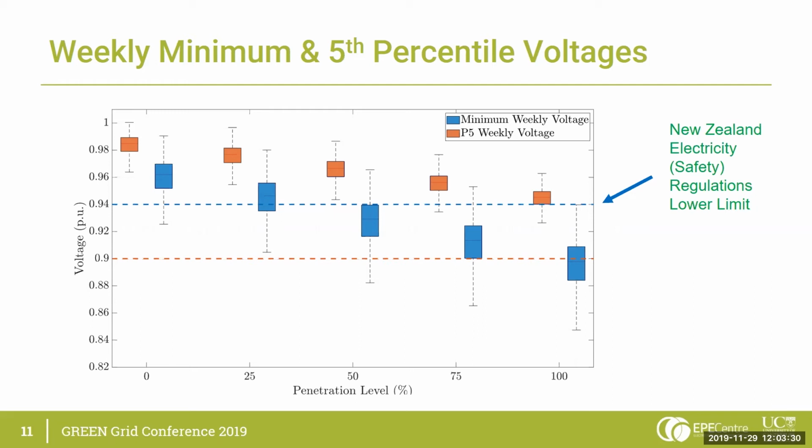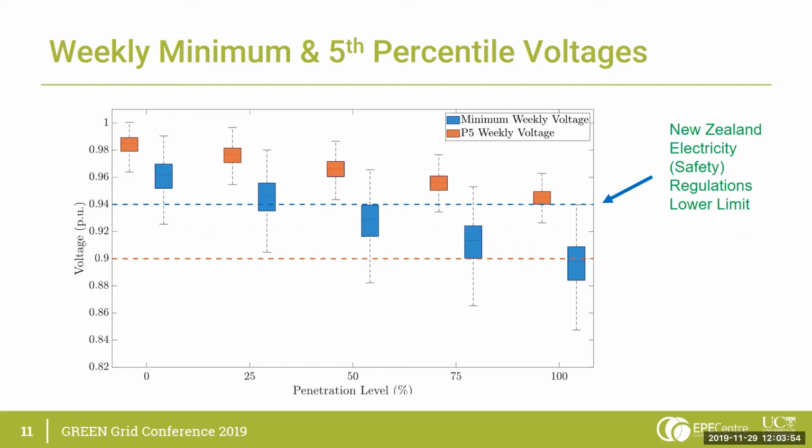The dashed blue line indicates the 0.94 per unit threshold, and this corresponds to the lower limit of the New Zealand steady state voltage limits. I've also added a lower threshold in red, and this allows us to further assess the severity of any undervoltage events. One thing worth noting is the per unit scale on the y-axis there.